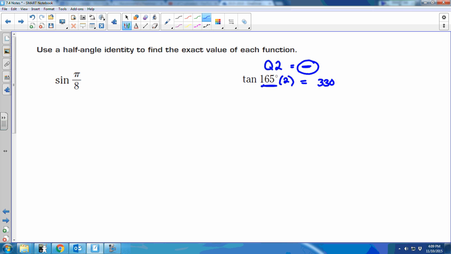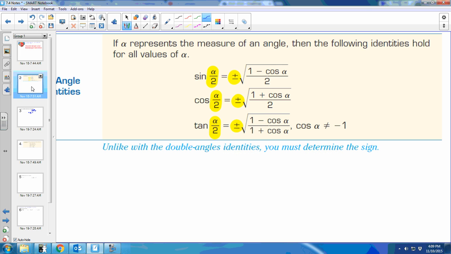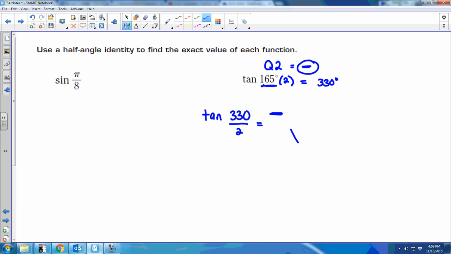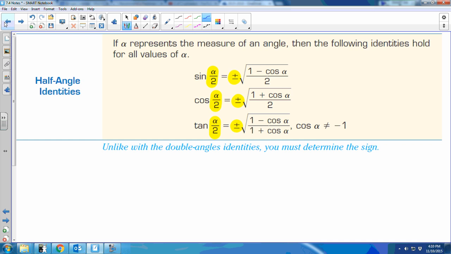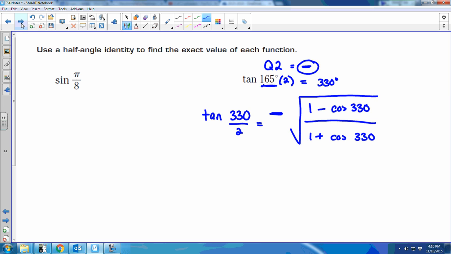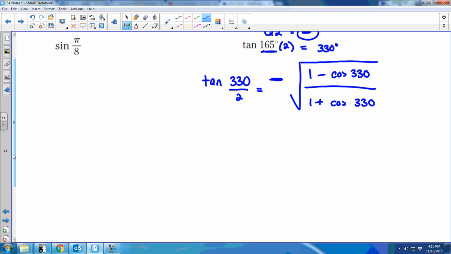And that's 330 degrees. So I'm going to have tangent of 330 divided by 2 equals negative, and tangent says we have 1 minus the cosine of the angle over 1 plus cosine of the angle. So 1 minus the cosine of 330 over 1 plus the cosine of 330. Just double check, yep, minus plus. And then we use our unit circle and we do some algebra. So the cosine of 330 degrees is the square root of 3 over 2.